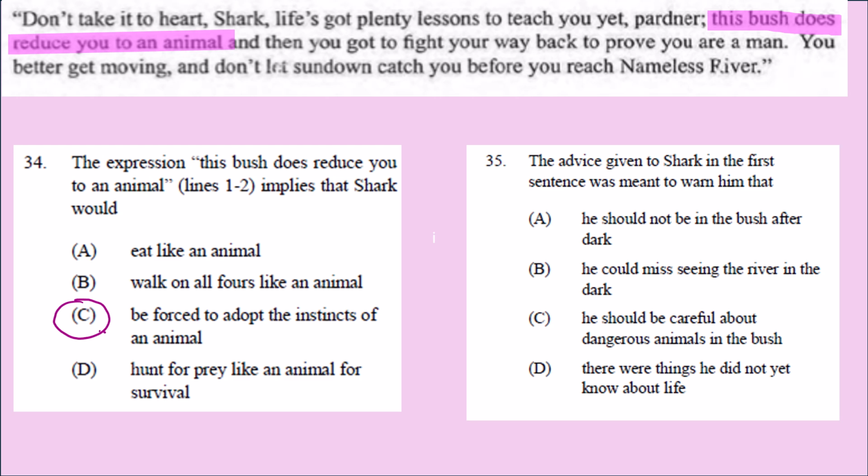Question 35. The advice given to Shark in the first sentence was meant to do what? Or to warn him that. Let's look at the advice. Life's got plenty lessons to teach you yet, partner. And the answer is D. It means that there were things that he did not yet know about life.